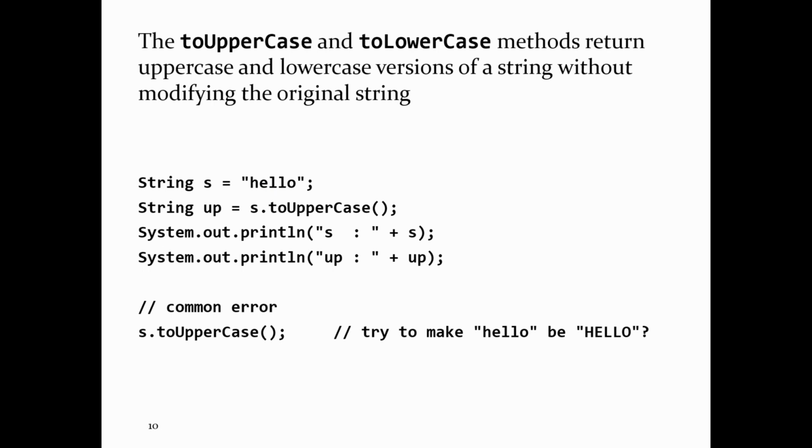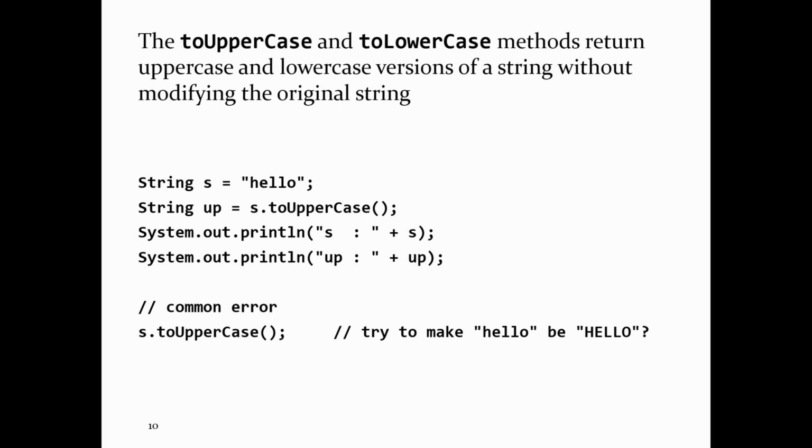So here's the string hello. I make the object hello, and I store a reference to that object in the variable s. Now, to call the toUpperCase method, you need a reference, so I'm going to ask the string s for its uppercase version: s.toUpperCase. If you print out s, it's still lowercase hello. If you print out up, it's now all uppercase hello. That's not too surprising because I assigned the value of toUpperCase to up.